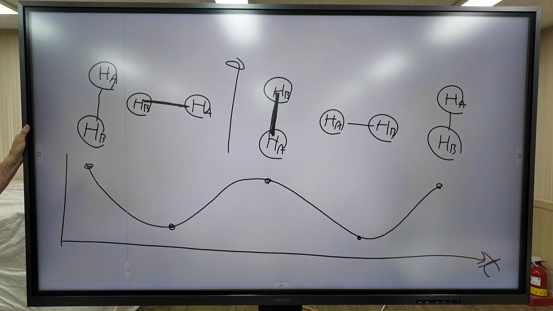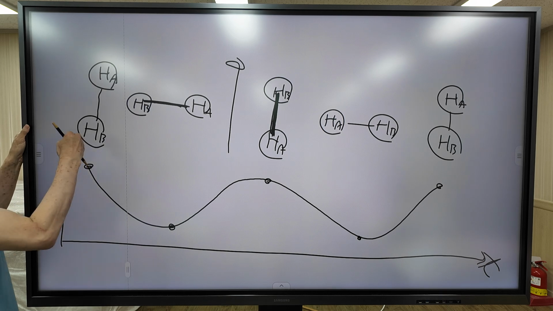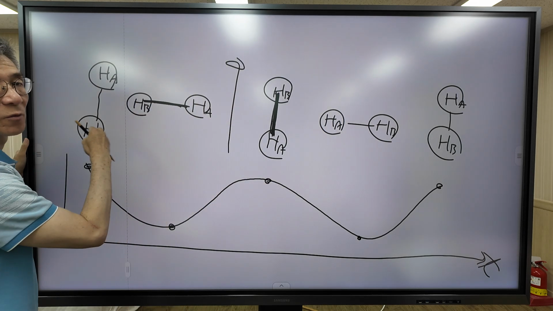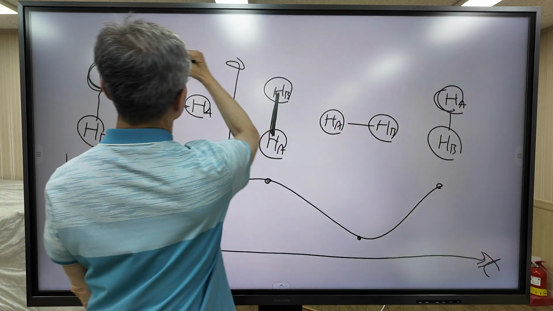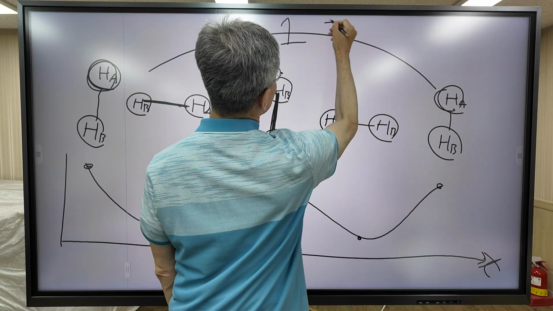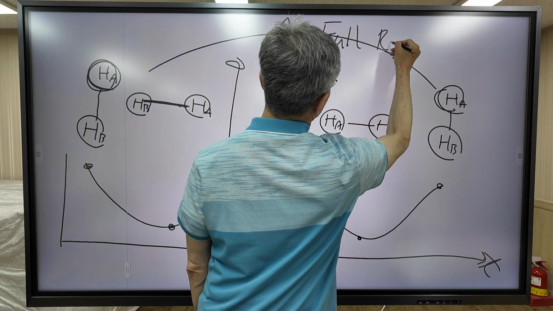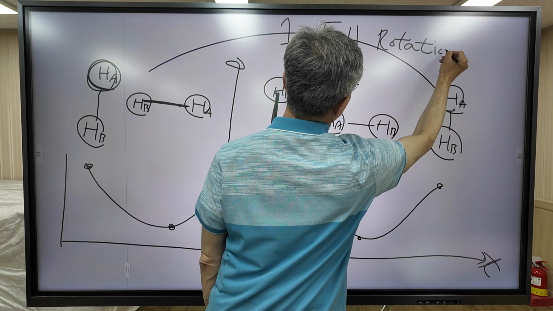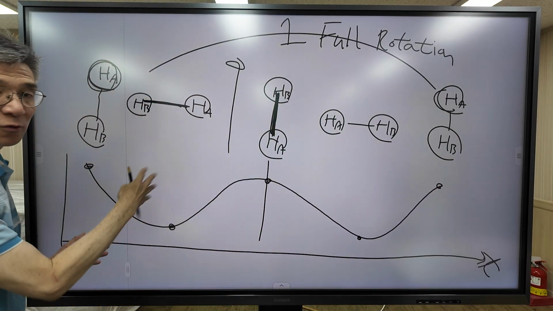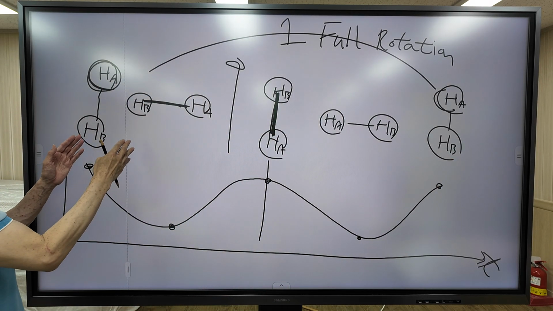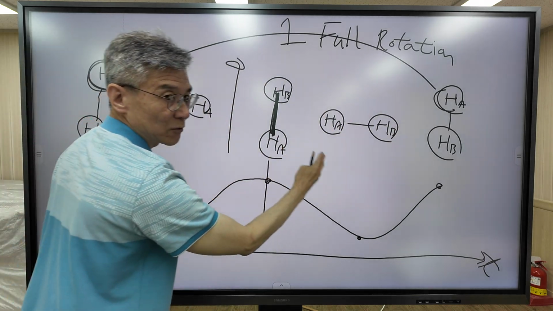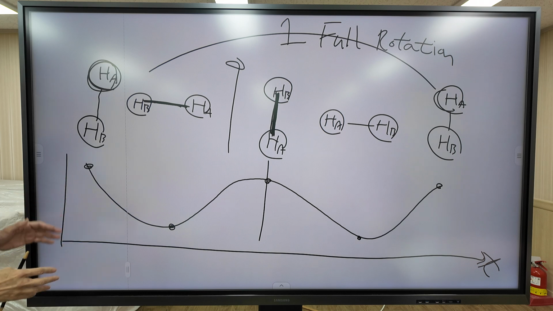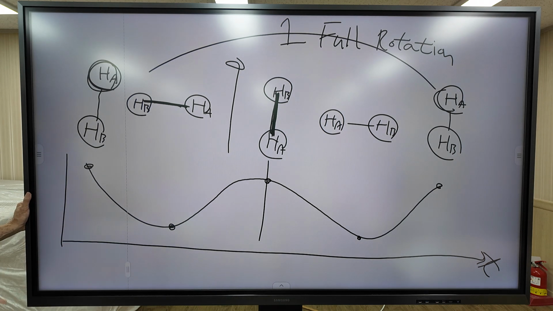But there is one point to notice. There is one cycle, one rotation of the molecule. This is H, this is H. So this is one full rotation. But polarizability goes through two cycles. The molecule rotates one cycle, but polarizability two cycles. Due to this fact, the selection rules for rotational Raman spectroscopy change.